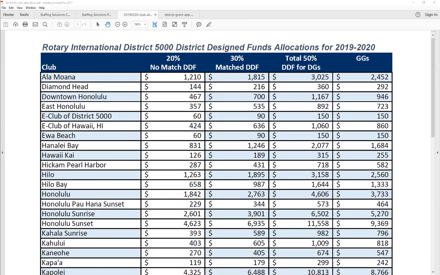What we normally do with the new clubs like Ewa Beach, the E-Club of District 5000, clubs that don't necessarily have three years of history, or clubs that have been struggling a little bit to get settled, is we start them off with $300. Of that, $60 is no-match DDF. Yours will look just like the E-Club of District 5000 and Ewa Beach. It's $60 of no-match DDF that you just have to ask for and you can spend. $90 you have to match, so it's $180, so you can do a project for $240. You can do one a lot bigger than that, but you'll get $240 of district money.